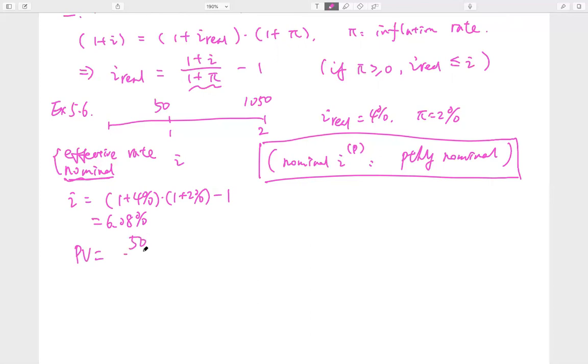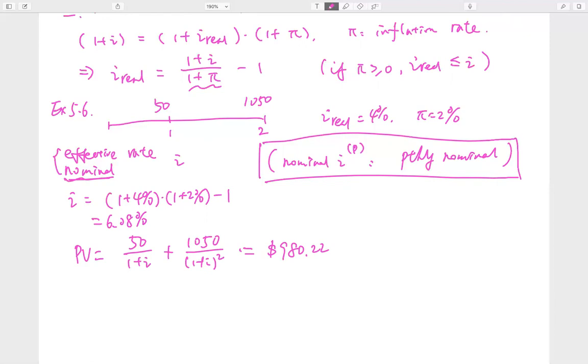Once we know that, it's rather easy to find out the present value of this coupon bond, right? So it would be 50 divided by 1 plus i plus 1050 divided by 1 plus i squared, right? This is how we calculate the PV, okay? Which you will get the number to be this.